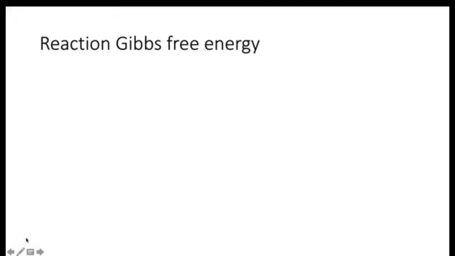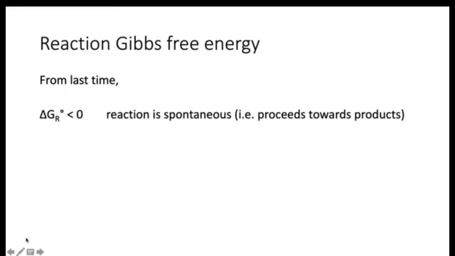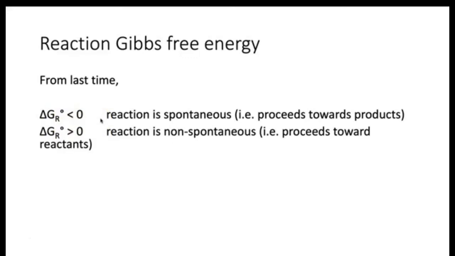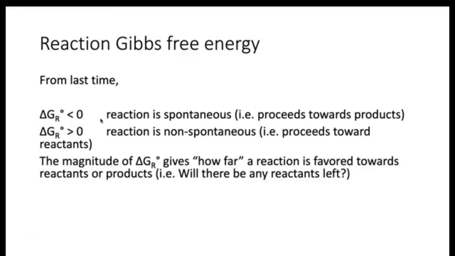So last time we talked about reaction Gibbs free energy, and we learned how to calculate these reaction Gibbs free energies at standard state. We interpreted that if they're less than zero, or negative, the reaction is proceeding towards products. If they're greater than zero, the reaction favors reactants, so it'll end up with more reactants than products, and so forth. We use the language spontaneous and non-spontaneous in those cases.